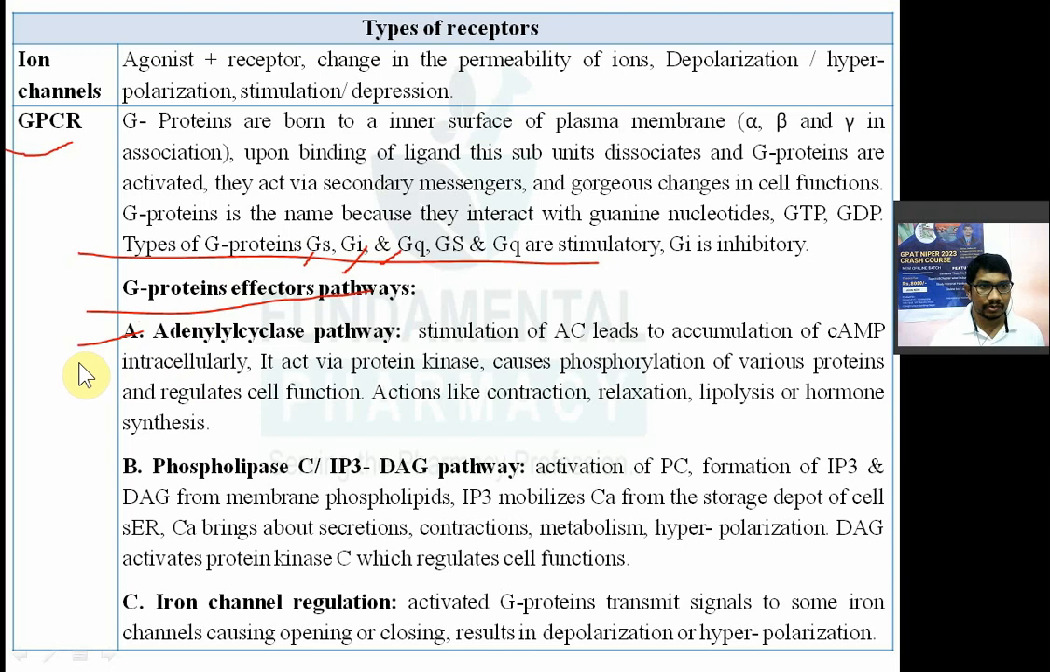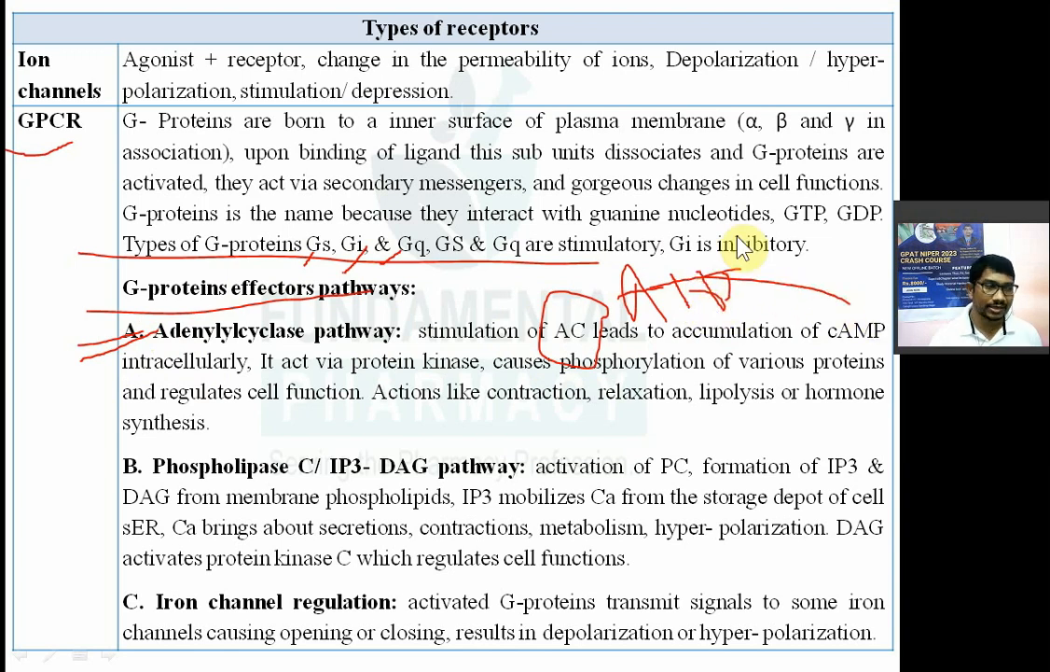GS will be released, it will activate the adenyl cyclase pathway and stimulation of adenyl cyclase. This is the one enzyme, stimulation of adenyl cyclase. So this enzyme converts ATP. इसका काम क्या होता है कि ATP का कन्वर्ट होता है, ATP will be converted into cyclic AMP. So this site adenyl cyclase enzyme will convert ATP into cyclic AMP.